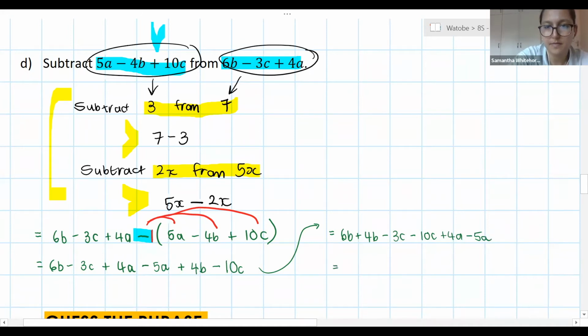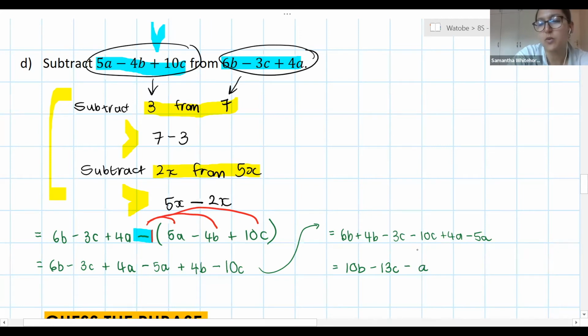So, ma'am, for 6b plus 4b, I got 10b. Good. And then for -3 minus 10, I got -13, because it took the sign of the bigger one. Okay. And then for positive 4a plus minus 5a, I got -1a. Yes, ma'am, sorry. Perfect. No, that's perfect. Awesome. So guys, we've got -1a as the last one.